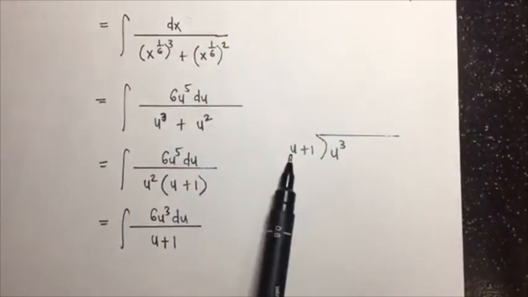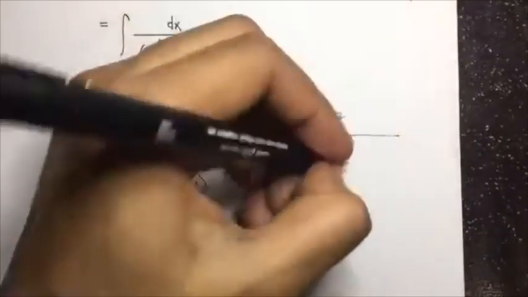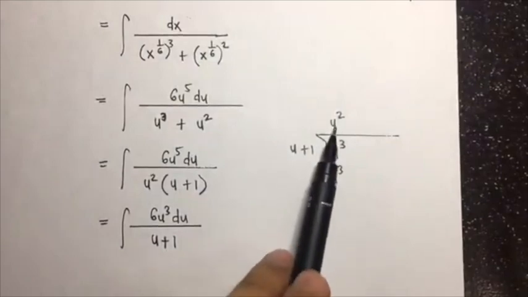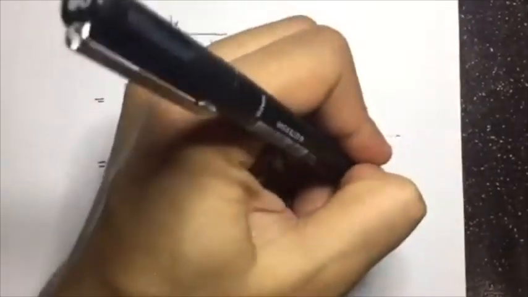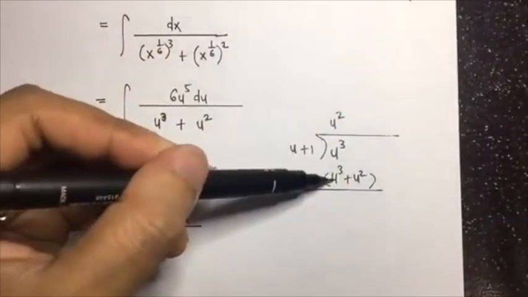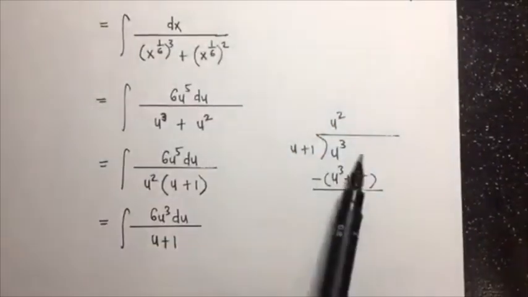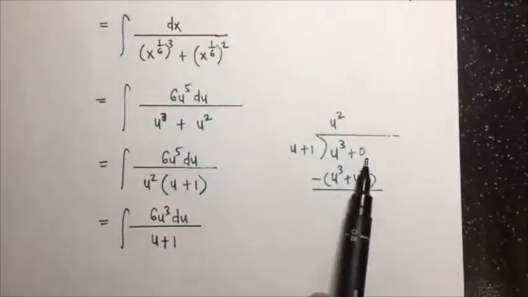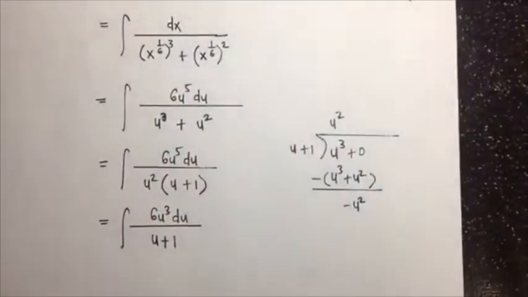So u cubed divided by u, that is u squared. u squared times u, that is u cubed, plus, multiply u squared times 1, so plus u squared, and then subtract. So u cubed minus u cubed is 0, and then bring down, we have 0, so plus 0. So 0 minus u squared is negative u squared.